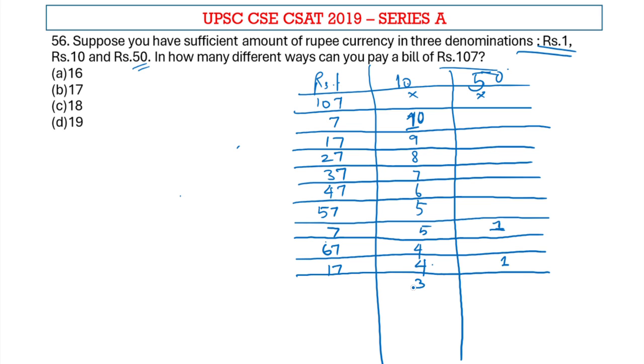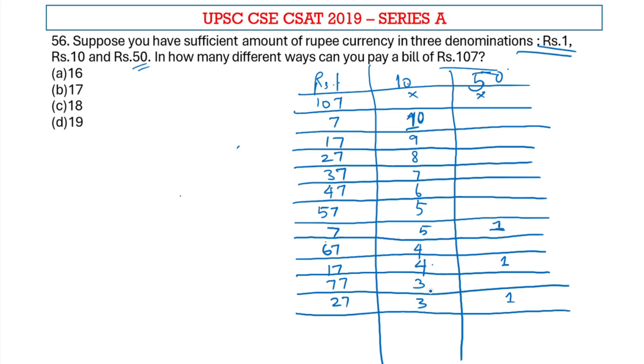Now decreasing again, so 3 10 rupee notes, 30, the remaining 77 rupees will be paid with 1 rupee notes. And the other possibility is 3 notes of 10, 1 note of 50, so that is 50, and 30, which is 70. Now the remaining 27 can be paid with this. Sorry, 30 and 50 is 80, and the remaining 27 can be paid with 1 rupee notes.